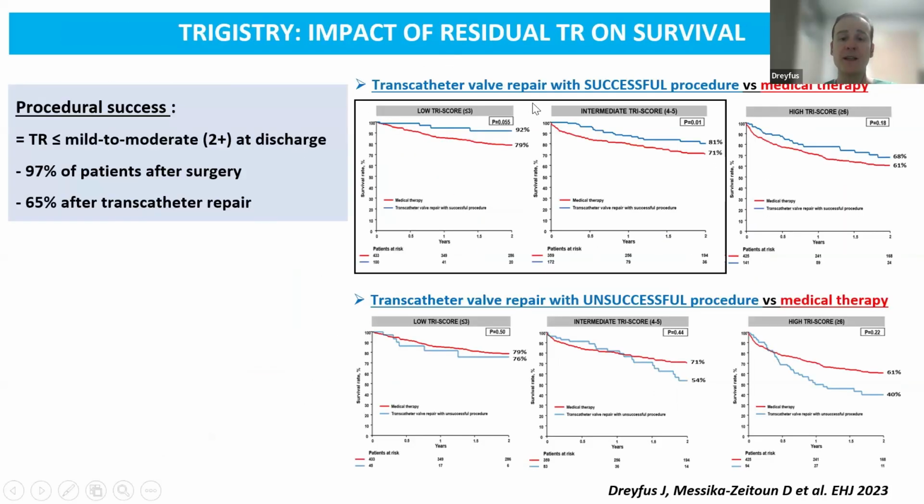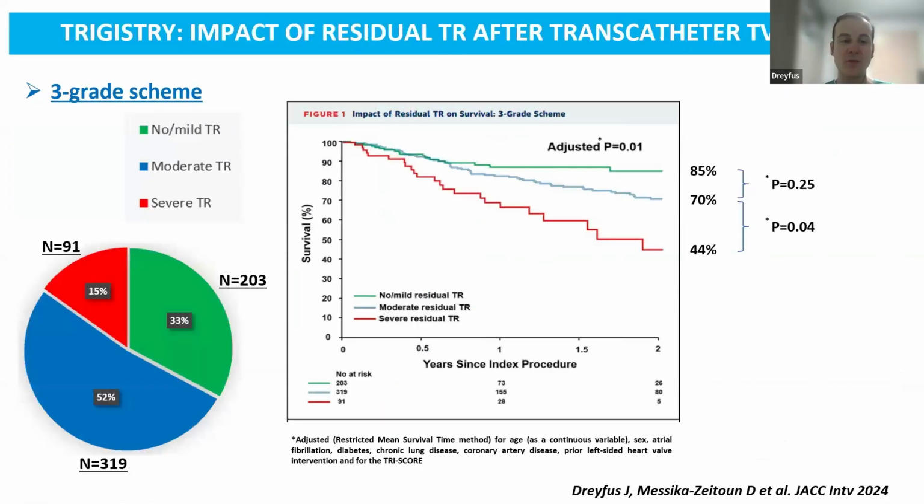If we now look at those two parameters, we found a survival benefit of transcatheter repair in patients with low or intermediate TriScore, no high TriScore, because probably with high TriScore, they are too late, and only in patients with procedural success, meaning that when you are not able to achieve a good result at the end, you won't improve survival.